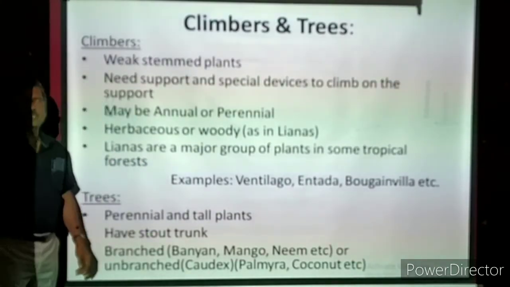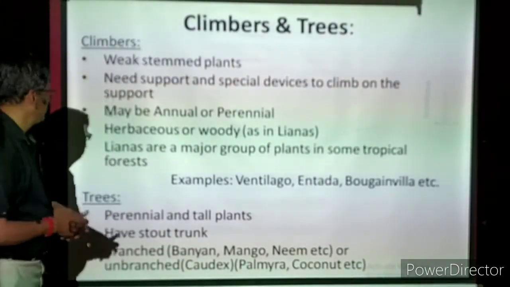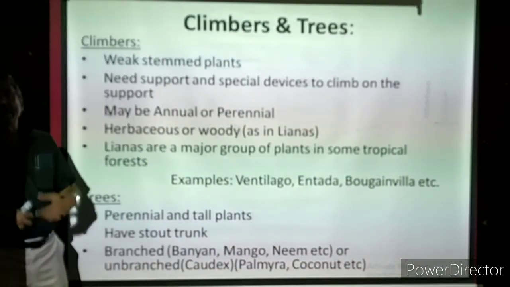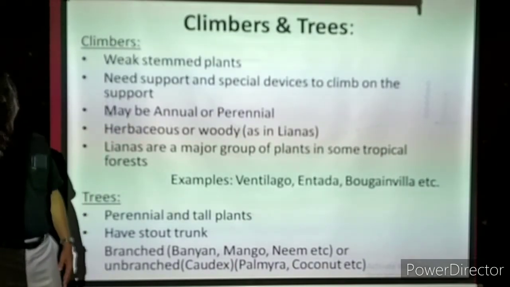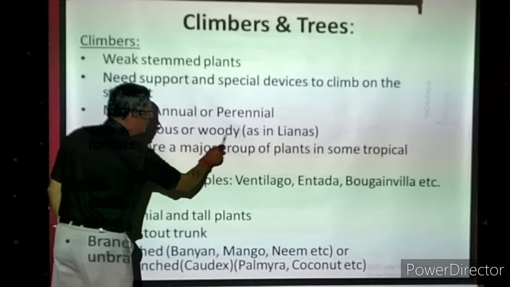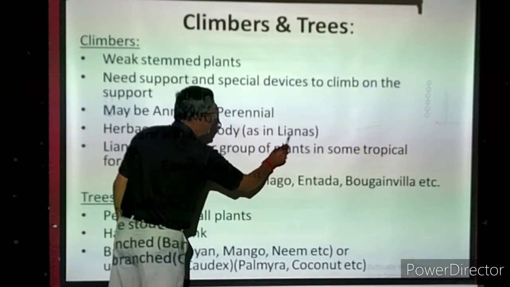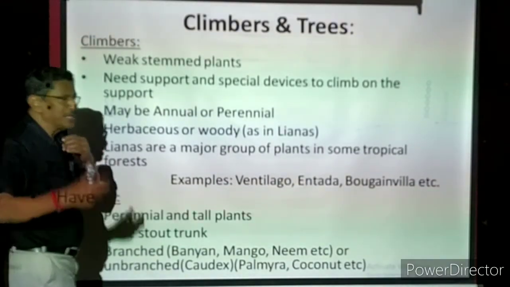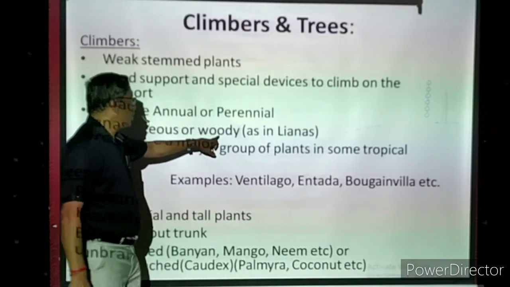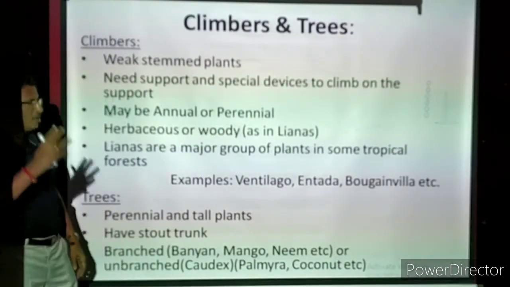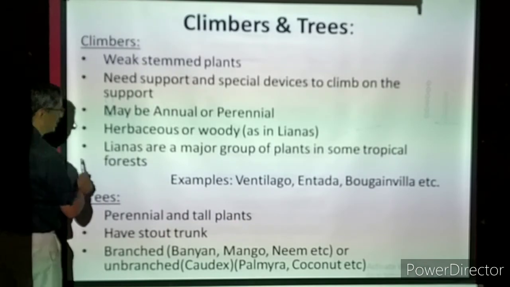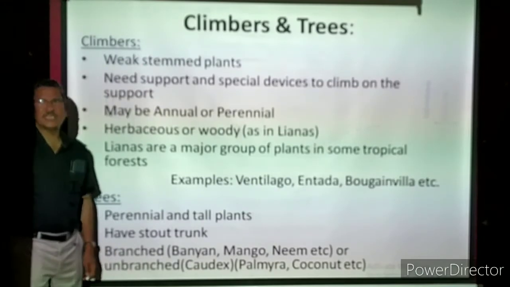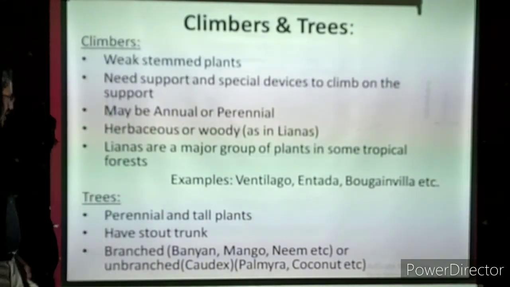Herbaceous. What is the meaning of herbaceous? Soft stem. The stem is very, very soft. That is called herbaceous, or woody stem. Sometimes, though it is climbing on the support, the stem may be very strong and woody, very hard in nature. Very rarely in some plants, woody, as in lianas. Lianas are a group of plants. Very few plants are there in that group. They have very strong and woody stems, but they are climbers. They cannot stand individually. Lianas are a major group of plants in some tropical forests. They are seen only in some tropical forests.